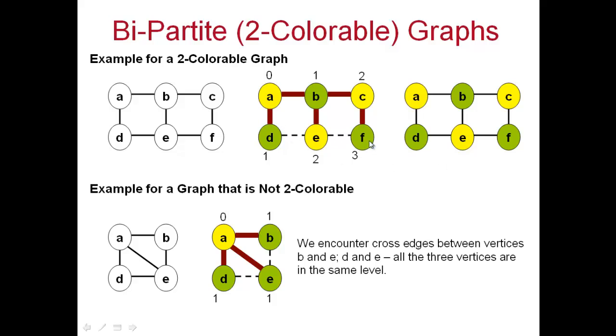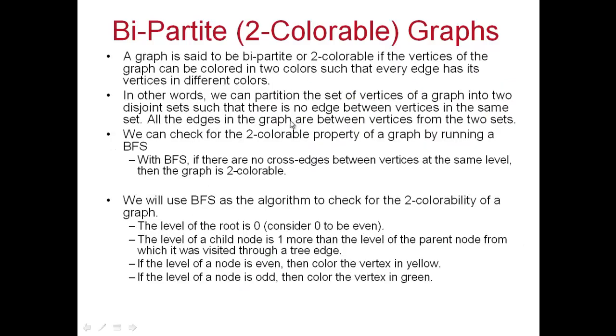There are two cross edges, but each of these cross edges is between vertices at different levels. So this cross edge DE is between vertices at levels 1 and 2. This cross edge EF is between vertices at levels 2 and 3. So the criteria requirement is there should not be any cross edge between vertices at the same level, right?